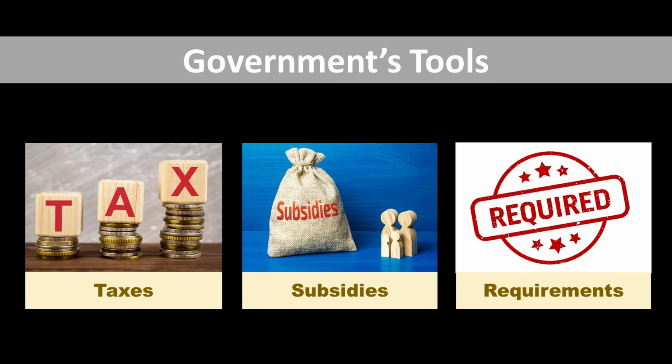There are 3 ways government can do this. These are taxes, subsidies, and requirements. We will now review each of these one at a time.